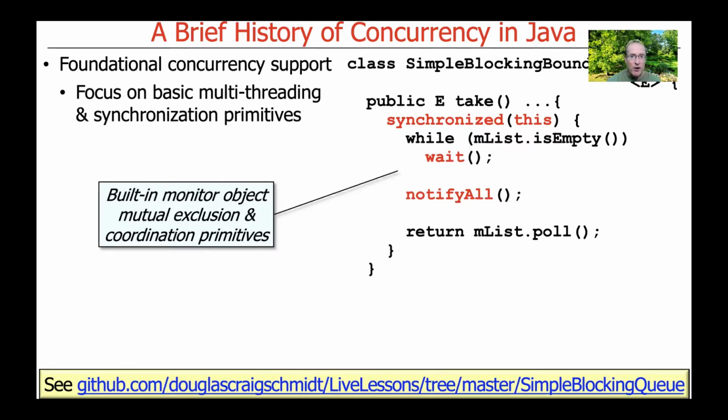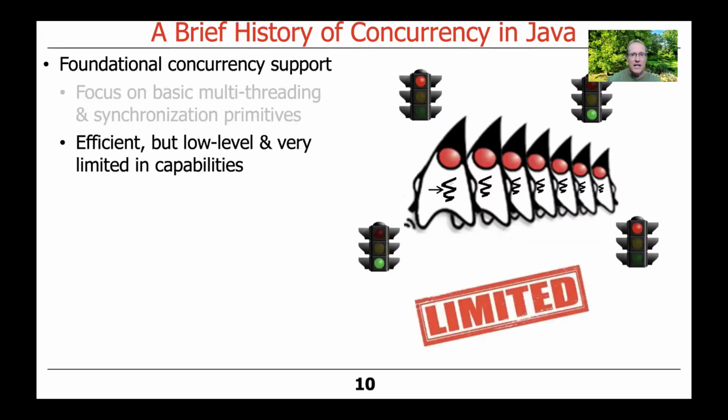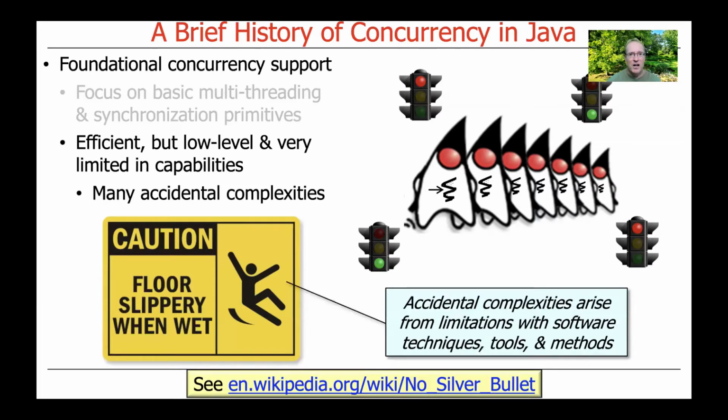Monitor object is a pattern that's described in the POSA 2 book, which I wrote 20-some years ago. It's a very fundamental pattern that's used quite a bit. The mechanisms that come out of the box with Java 1 and beyond are very efficient. They're written again in C and C++ for the most part, but they are low level and very limited in their capabilities. So they're simple, they're efficient, but they don't do a whole lot. And one of the consequences is that if you start writing non-trivial programs with them, you will run afoul of all kinds of accidental complexities.